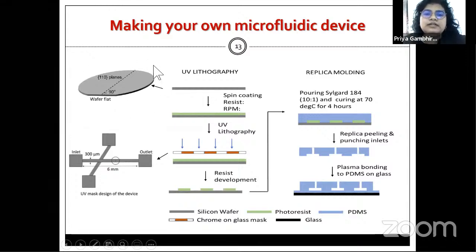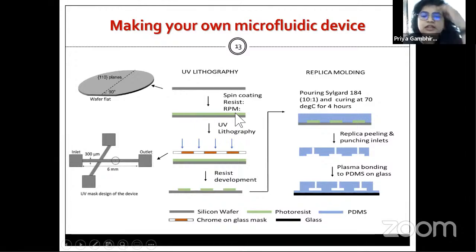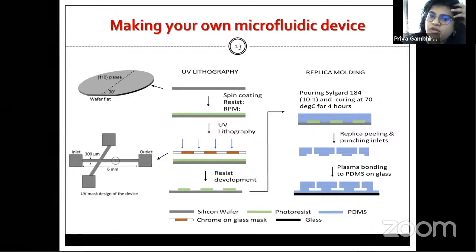What is usually done is a technique called UV lithography. In this technique, you have this wafer and you coat it with a photoresist. Photoresist is a material that is like a pre-polymer and it can be cured under UV light. We coat a very thin layer of this photoresist using something called a spin coater. Then we make a mask. The mask will have the design of the microchannel that we want.